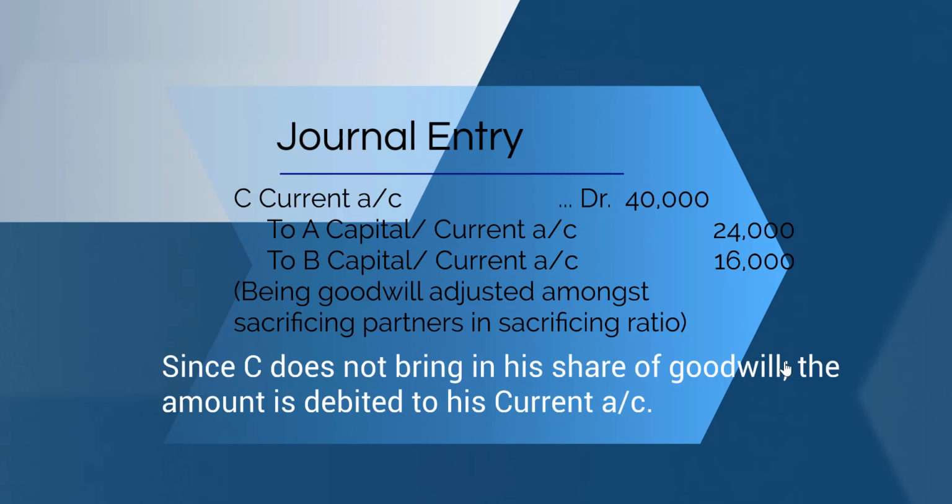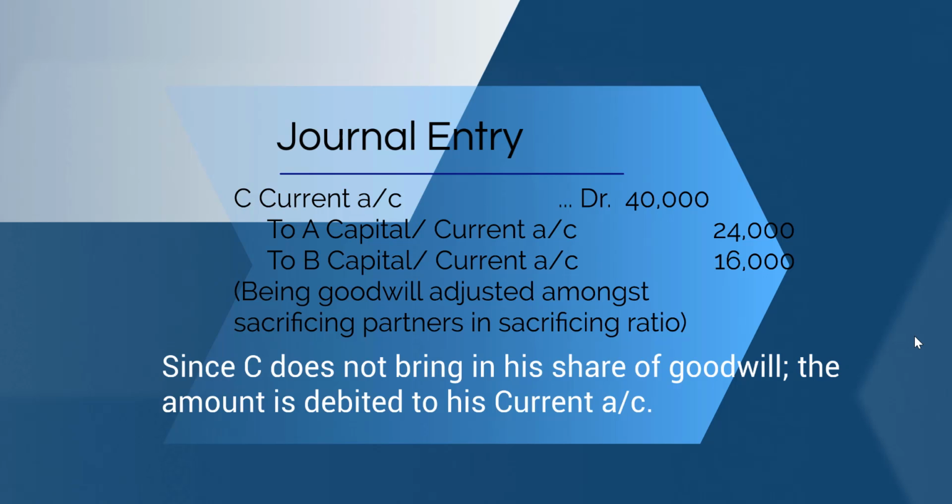Remember, we need to debit the incoming partner's current account with the amount of premium for goodwill which is not brought in by him, irrespective of whether the fixed capital method is being followed or the fluctuating capital method is being followed. So we'll debit C's current account with rupees 40,000, to A's capital or current account, A's share rupees 24,000, and to B's capital or current account, B's share rupees 16,000. Narration: being goodwill adjusted among the sacrificing partners in their sacrificing ratio.